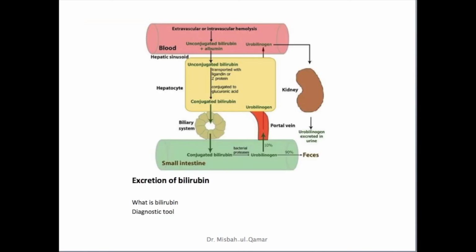Now, don't forget the excretion of bilirubin as an important function of the liver. As you have been taught in first year, bilirubin is a greenish yellow pigment which is an end product of hemoglobin degradation. And the measurement of this bilirubin provides a valuable tool for diagnosing both blood and liver diseases.